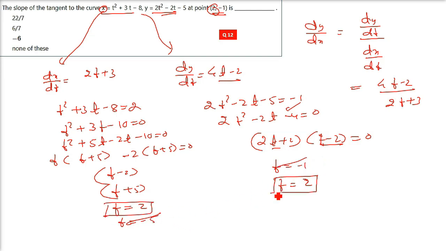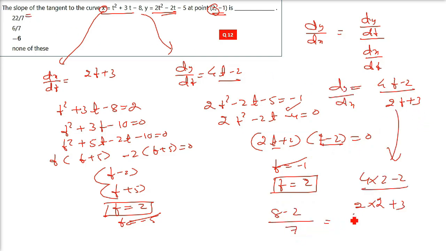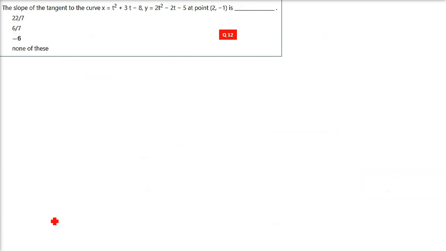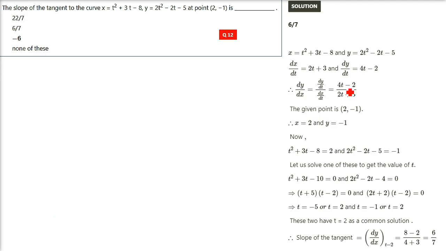So this t equals to 2 has to be placed here in order to find out the dy by dx, because the question is asking about the slope. So 4 into 2 minus 2 divided by 2 into 2 plus 3. So 8 minus 2 divided by 4 plus 3, that is 7. So 6 by 7 it will be. This is your answer. Now this is your reference solution which you can follow.